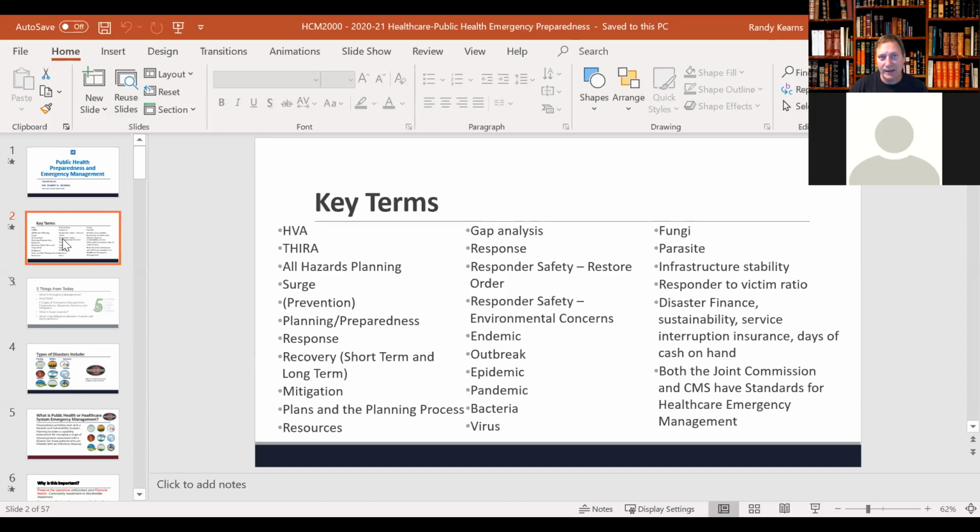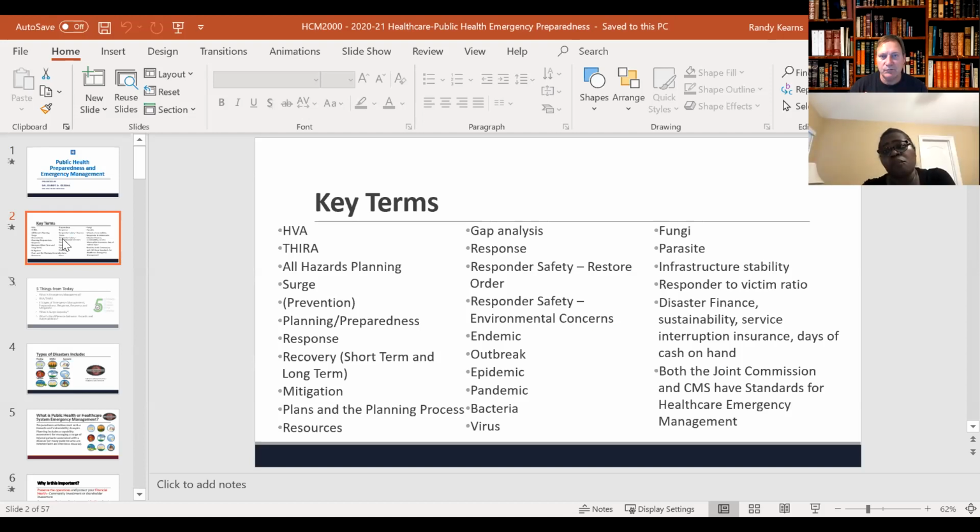We can't control that. Those are hazards. Our vulnerabilities we can control. How vulnerable are we to the hazard? And so when we do an HVA, that's really a gap analysis. It's looking at the hazard and then looking at our vulnerabilities to the hazard and then analyzing what the difference is. What's the gap between the potential threat and then how do we manage that?